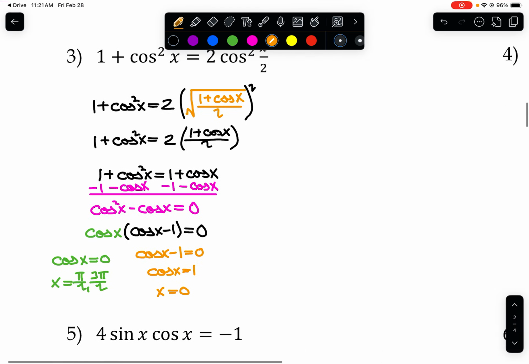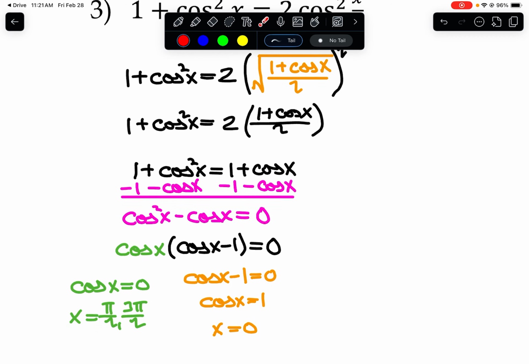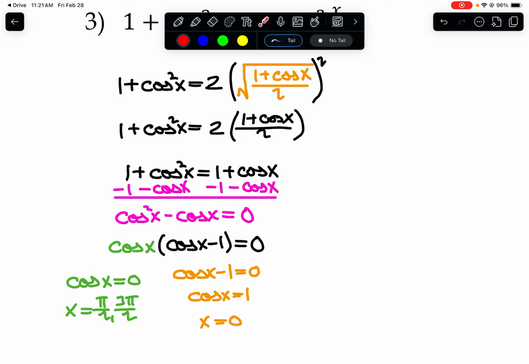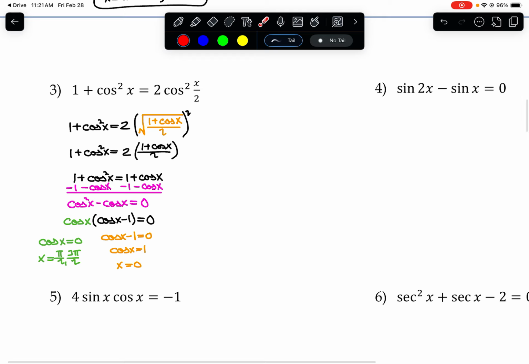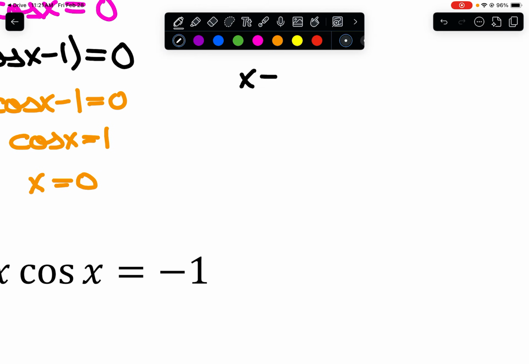Now, same idea over here on number 3. We did not square both sides. We did have this value here that was squared, but it wasn't an operation to both sides. It wasn't simplifying per se. So I don't need to check my solutions on this one either, since I didn't square both sides and I didn't multiply by a trig ratio. So keep that in mind. Which means for my final answer over here, I'm going to have solutions at 0, pi over 2, and 3 pi over 2.